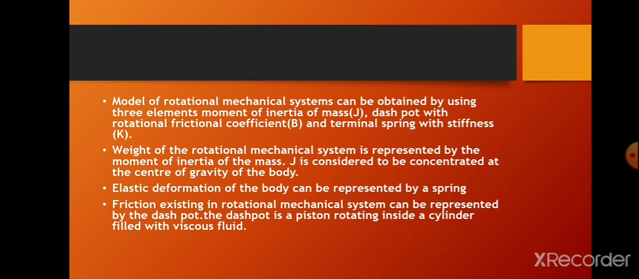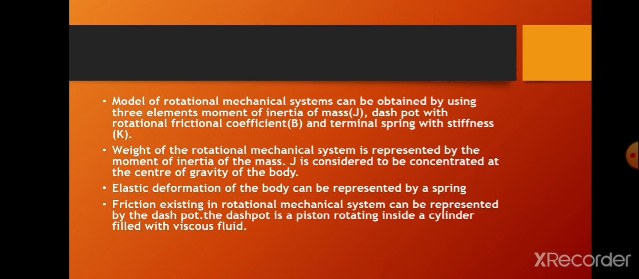So the torques acting on a rotational mechanical body are governed by Newton's second law of motion for rotational system, and this law states that the sum of torques acting on a body is zero, or Newton's law we can state that the applied torque is equal to the sum of opposing torques on the body.